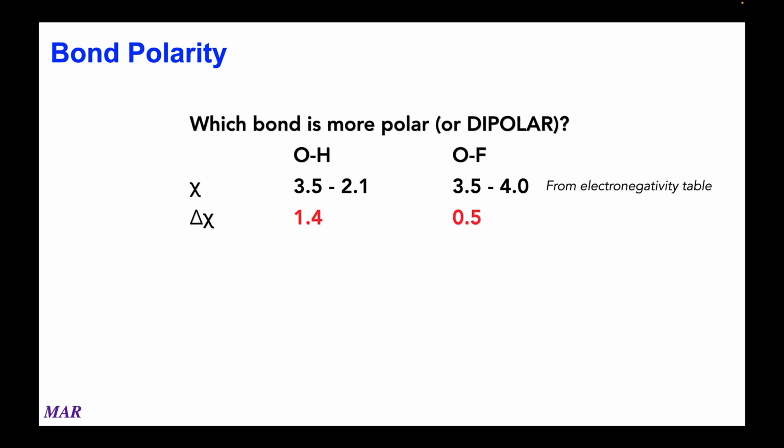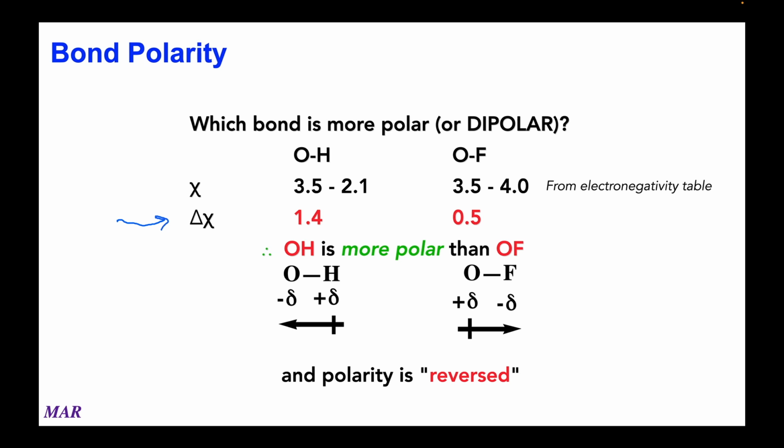So what we'll do here to answer this question is we're going to find the difference in electronegativity, delta chi. So 3.5 minus 2.1, that's the difference. That would be 1.4. And the other one, just think of an absolute value. 3.5 minus 4, of course, is minus 0.5, but we just care about absolute value, so let's make it positive 0.5. If you want to call it negative, it's no big deal. Anyway, these numbers are helpful to chemists because an OH bond has a bigger delta chi, a difference of electronegativity, than OF.